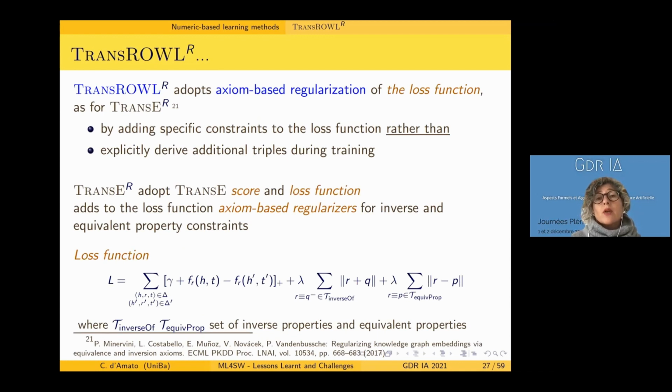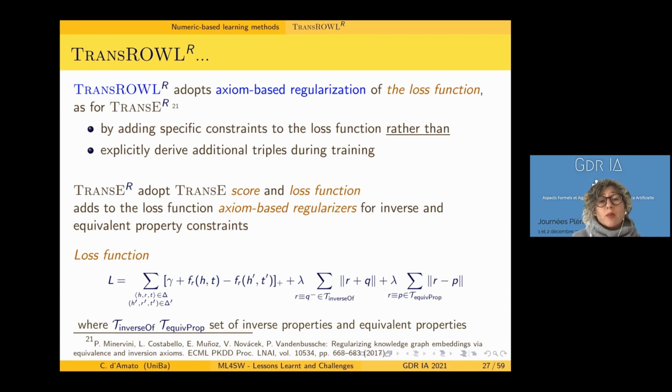We further moved from TransRAul to a new model because we tested a different way of exploiting and injecting the background knowledge. The second approach that we adopted is an axiom-based regularization approach that, differently from the approach used by TransAul and TransRAul, which explicitly generate new triples that are taken into account when computing the loss function, does not generate additional triples, but rather adds specific constraints directly to the loss function.